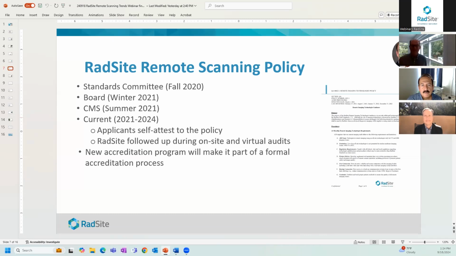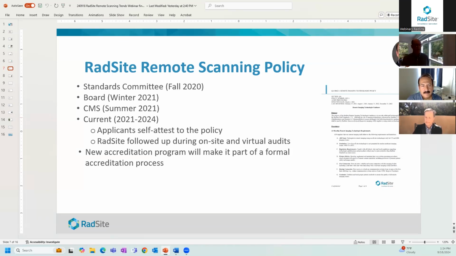It's funny, sometimes ignorance is bliss, right? So we developed this policy in the fall of 2020, that being the RadSite Standards Committee, after we saw a number of our accredited companies switching over and actively engaging in remote scanning activities. And pursuant to Dr. Hiatt's point, we felt compelled to actually make sure we begin to look at it because of patient safety issues and just the variability.